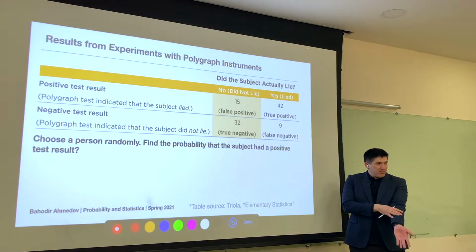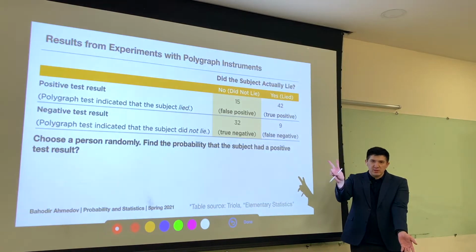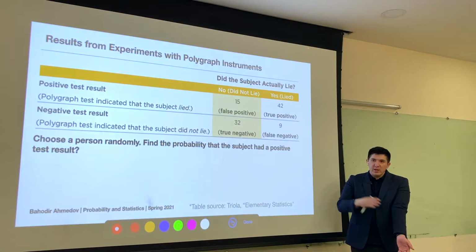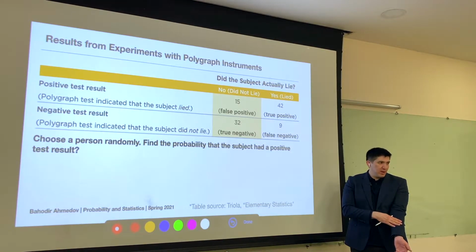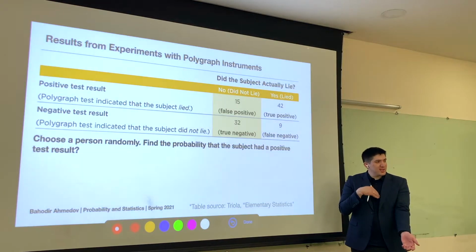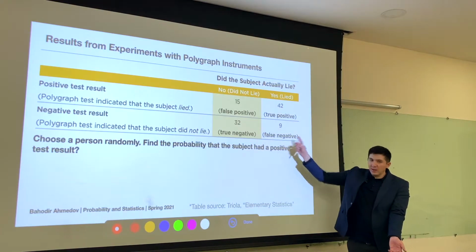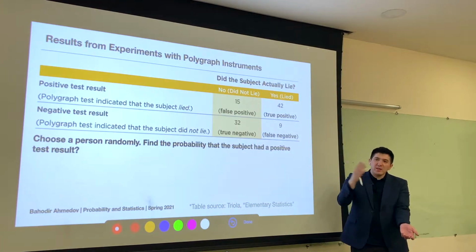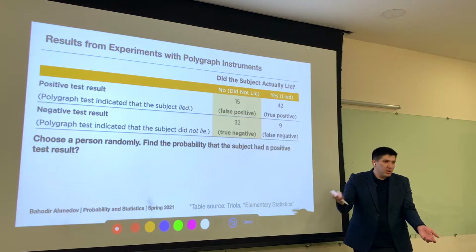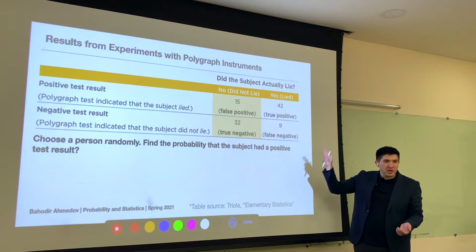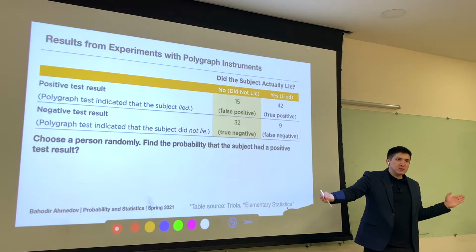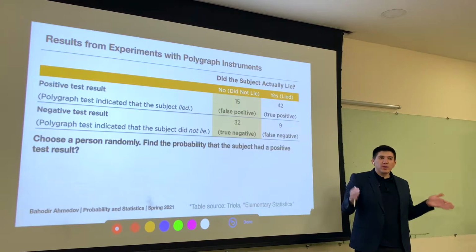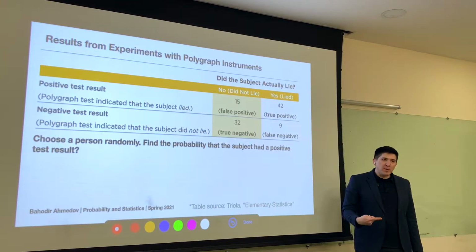If you go to the polygraph test, it is going to give you two answers, either positive or negative. If it tells positive, it means that you lied. Negative means you didn't lie. But there is also another truth inside you, right? You know that, for example, you lied or you didn't lie. So you might lie, but the test shows you a negative answer, or vice versa. All of these results are given here. There are 98 persons who passed through this test. We're going to choose one of them. What is the probability that this person had a positive test result?